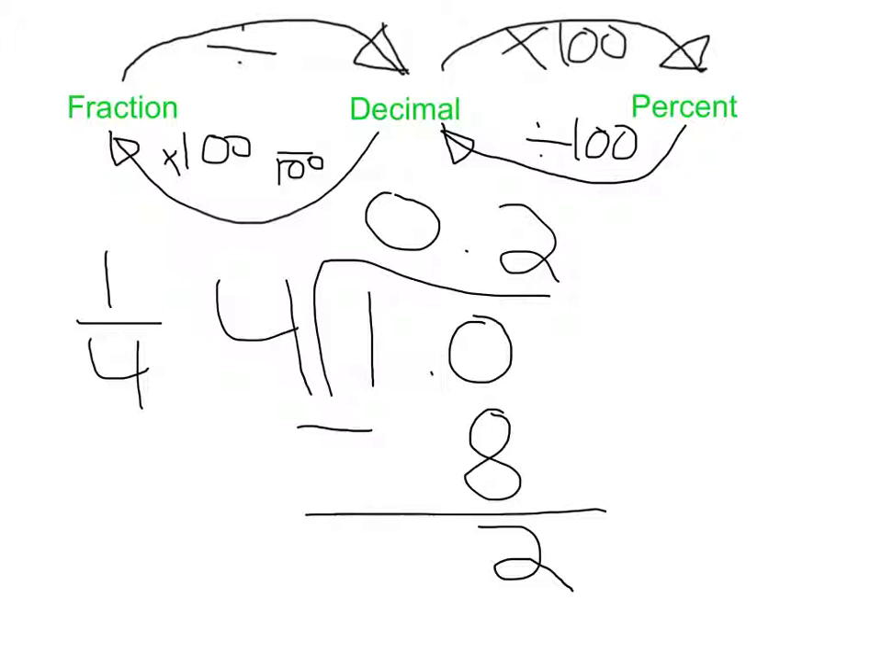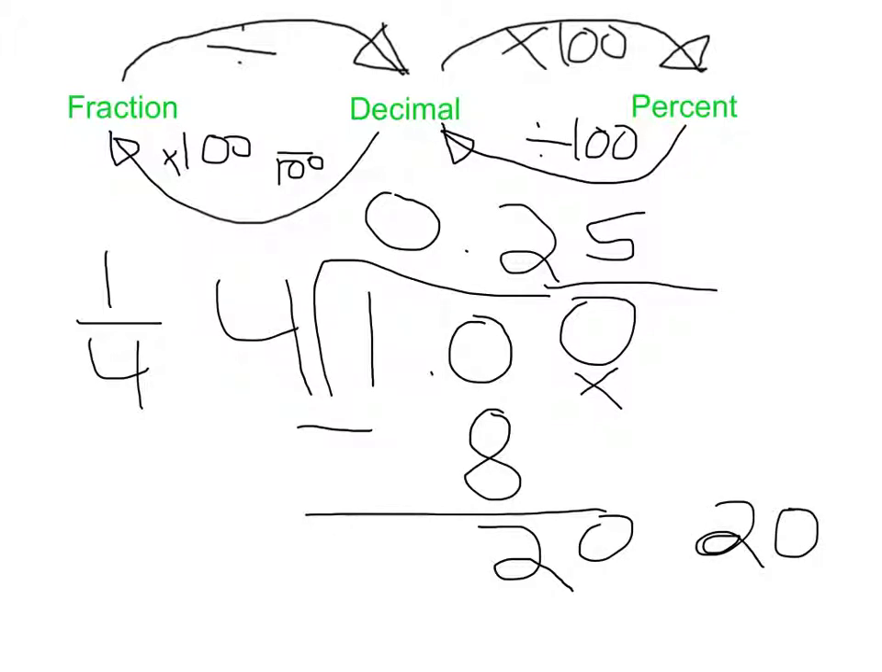4 goes into 2 0 times. Since it can't go in, we add another 0 and bring it down. 4 goes into 20 5 times. 4 times 5 equals 20, and 20 minus 20 equals 0. So that means we have no remainder. And 1/4 in a decimal is 0.25.